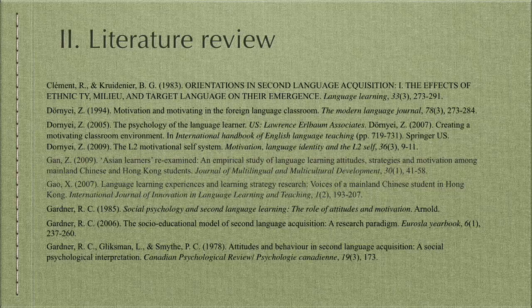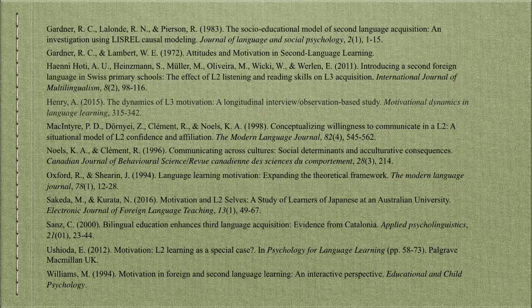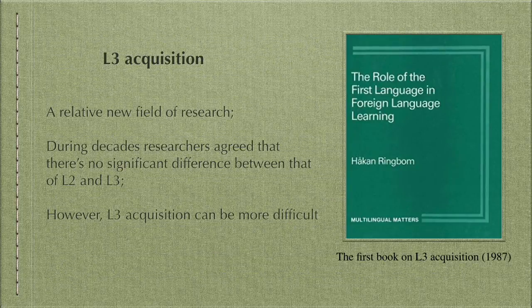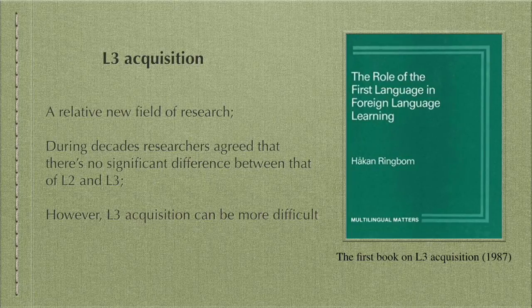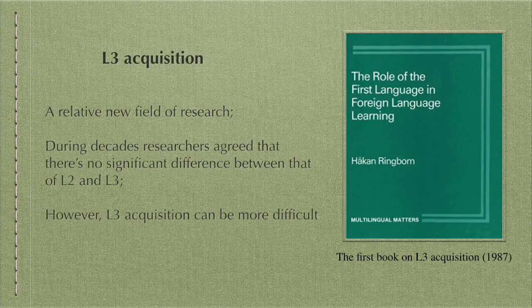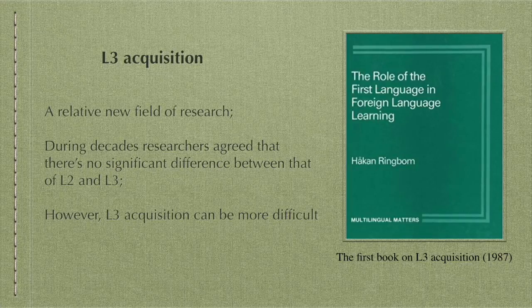Here are the literatures that are related to and useful for the research. The literature review is divided into two major sections. First is third language acquisition, and second is foreign language learning motivation.